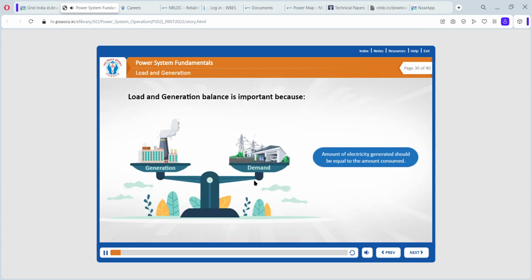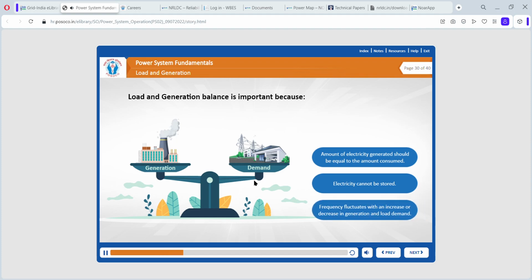Let's understand the importance of load generation balance. Electricity presently cannot be stored on a large scale due to economic and technological constraints. When demand is higher than generation, frequency drops, and when generation is higher than demand, frequency rises. Changes in demand throughout the day and over the seasons are met by controlling generation or, in some cases, by controlling demand. The system operator strives to maintain the load generation balance in order to maintain the frequency within the narrow normal band specified under IEGC.